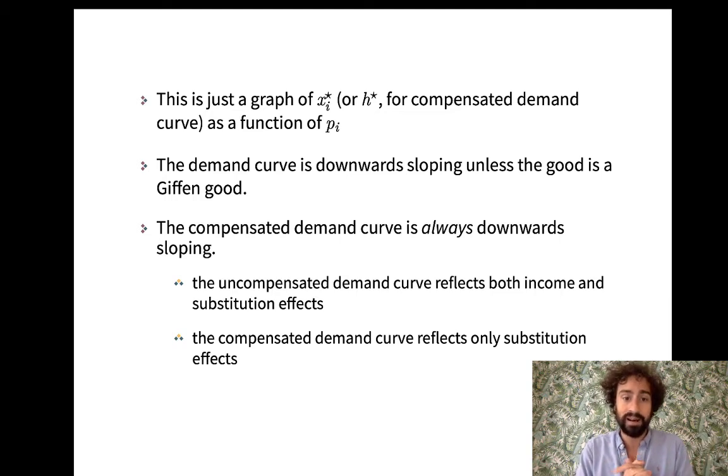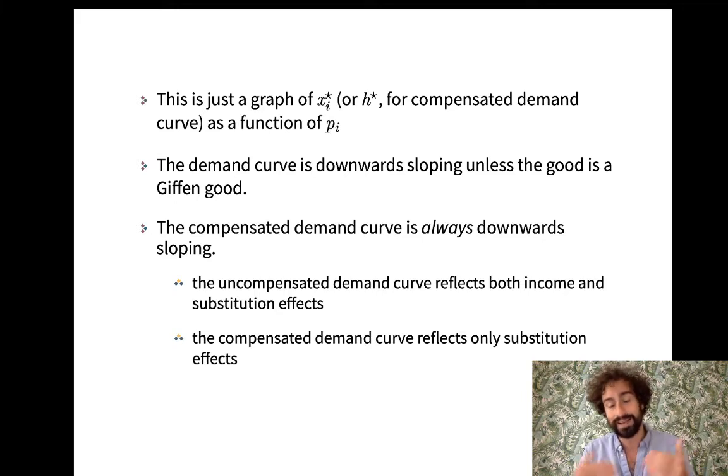We could also talk about the compensated demand curve, which would be a graph of h star with respect to pi. The demand curve is downward sloping. When I say demand curve, and I don't say compensated demand curve, I always mean x star. I will be specific if I'm talking about the compensated demand curve. The demand curve is always downward sloping unless the good is a Giffen good.